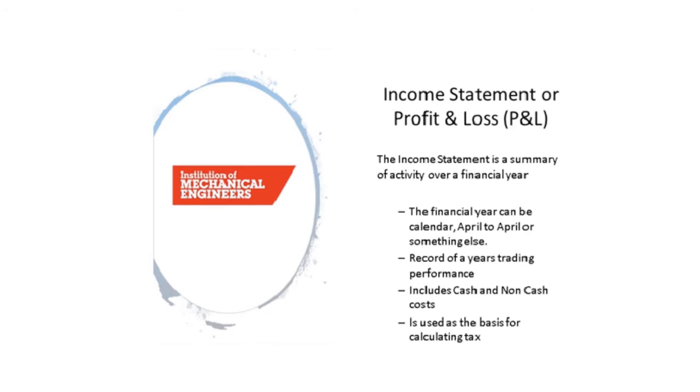Looking at the first slide, in summary, the income statement, otherwise known as profit and loss, P&L, has certain characteristics. It covers a financial year, which can be calendar year, January to December, or April to April, or occasionally something else. It is a record of the past year's trading performance. It includes cash and non-cash costs, and it's used for calculating the tax liability. And I have an example to show you.